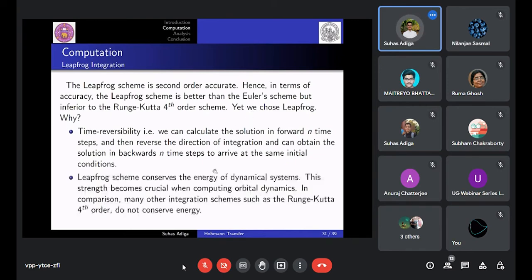And secondly, the leapfrog scheme conserves the energy of the dynamical system. That is, it is kept symplectic. So this is one of the advantages, and this strength is very crucial when we are computing in orbital dynamics. As you clearly know, Runge-Kutta of fourth order does not conserve energy. That means, let's say your Earth is orbiting around the Sun, assuming this to be the Sun. If we are doing it in the leapfrog scheme, throughout infinite time my Earth will just be revolving around the Sun. But if I am doing it through Runge-Kutta 4, after some time my Earth will collapse and merge with the Sun. So this is not reality, right? This is an issue with Runge-Kutta 4 and even with the BDF4 method.